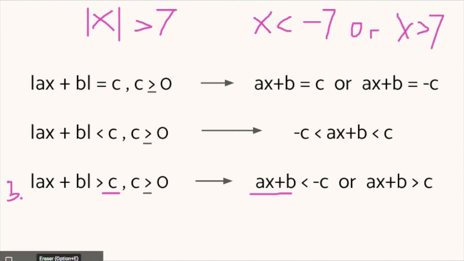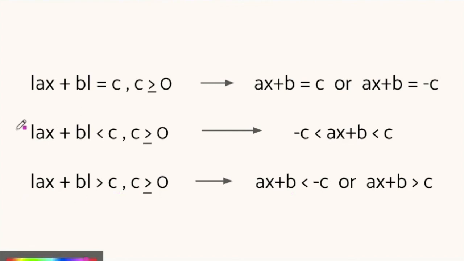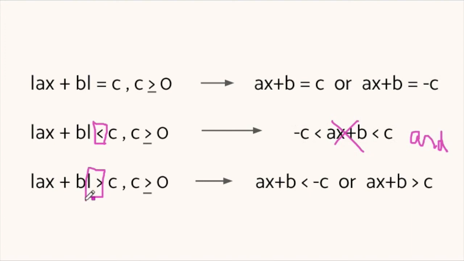So the way you can remember this is with less than, we have an and situation. Imagine this as X. We have something less than X, less than something. And with greater than, we have an or situation. And all the rules with and or also apply to these absolute values.